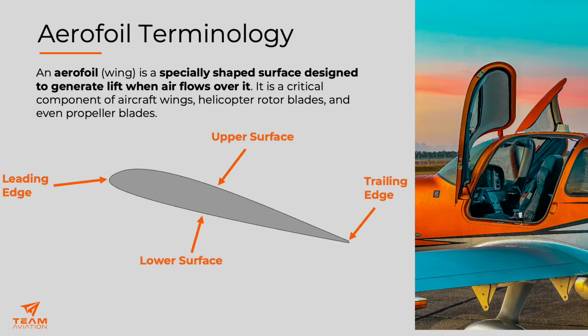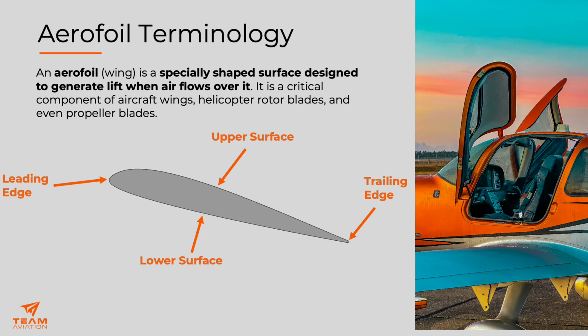An aerofoil is a specially shaped surface designed to generate lift when air flows over it. This fundamental aerodynamic structure is critical for aircraft wings, helicopter rotor blades, and even propeller blades. Let's break down the key components of an aerofoil. The leading edge is the front part of the aerofoil that first meets the airflow. It plays a significant role in how air is directed over the surface.